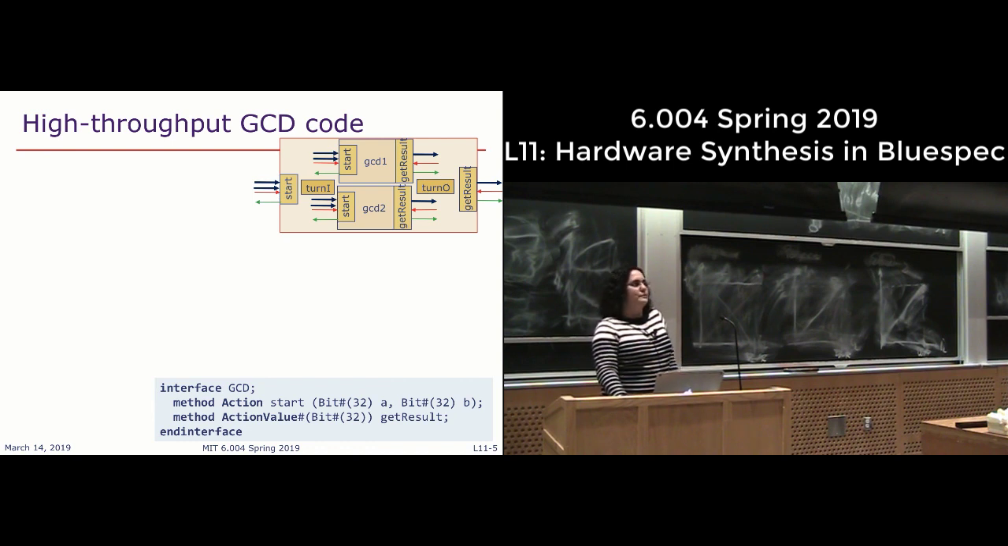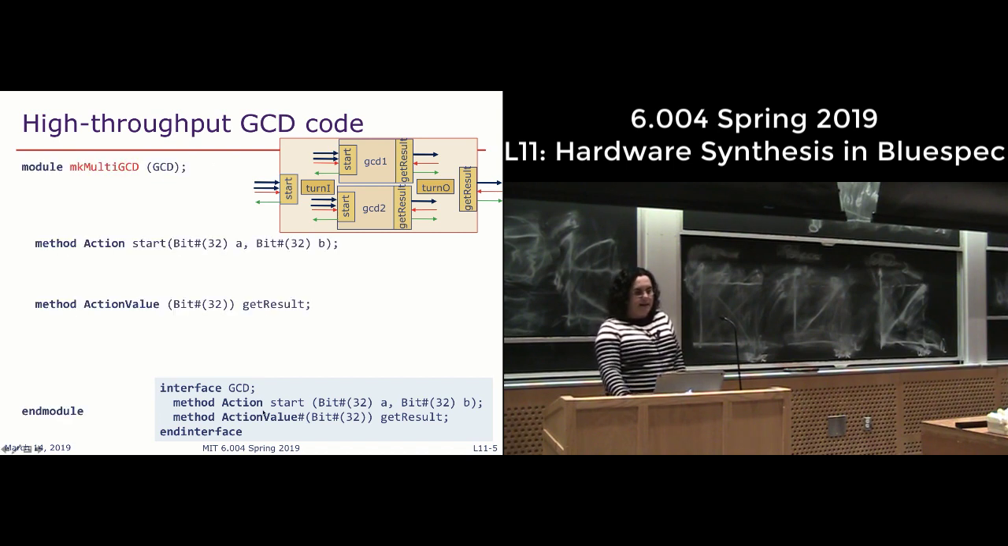So what does the code for this high throughput GCD look like? Well, as I mentioned, the interface is exactly the same, so that doesn't change. But what's going to change is my module definition. One thing that's cool to realize here is that in general we can create different modules that implement the same interface, and depending on how we define the modules, it's going to specify how much hardware we're using, how fast they are, how much power they consume, and things like that. But ultimately, if you think of it as a black box, they're implementing the same thing.